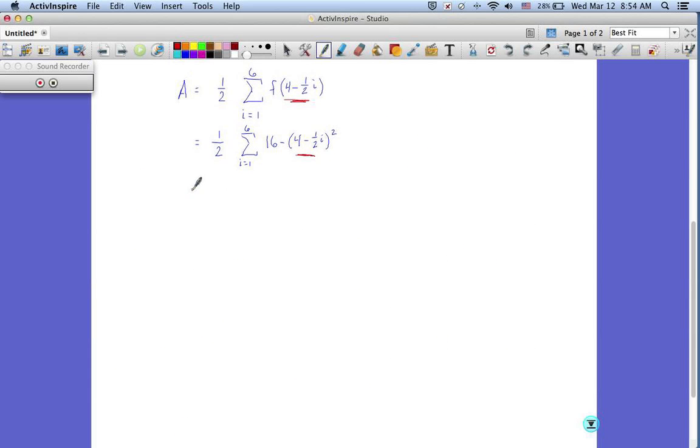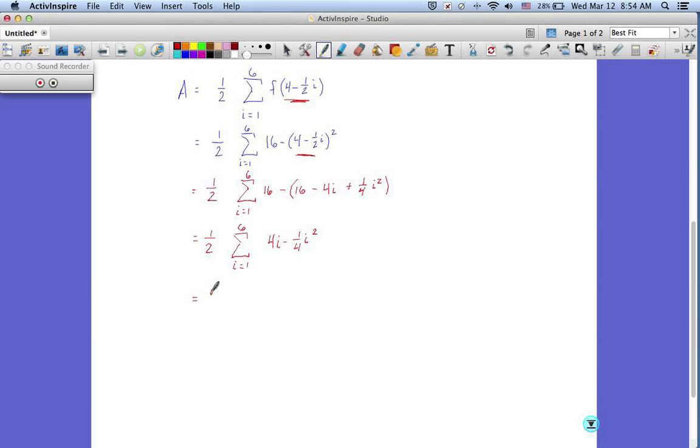Now we're going to use our properties of sigma, 1/2. Actually, I'm going to do my squaring first. From 1 to 6 of 16 minus, well, 4 times 4 is 16. 4 times minus 1/2 i is 2i, and I want to have another 4 times minus 1/2 i, so I have 4i, plus 1/2 i squared is 1/4 i squared. Of course, combine like terms. We're still going from 1 to 6. 16 minus 16 is gone. Minus a negative is plus 4i minus 1/4 i squared.